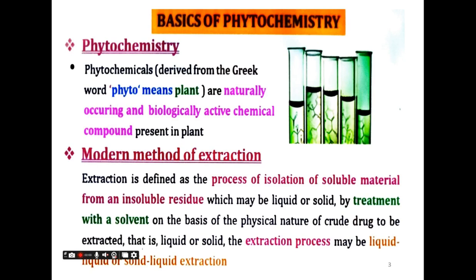So what happens in mass transfer? Firstly, the drug particles are immersed in the solvent. Then the solvent penetrates inside the cell wall. Then diffusion occurs. This diffusion dissolves the solid material into the liquid, so the solid is converted into liquid. This process is known as mass transfer.